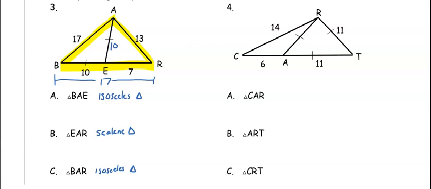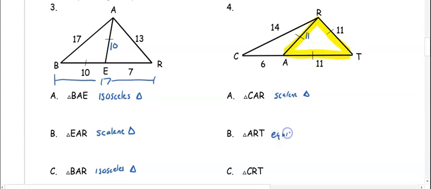In number 4, when we look at our triangles, we see that there's a tick mark where the other two sides are 11, so the missing side length is also 11. So when I look at triangle CAR, it has 3 different side measures, so it is a scalene triangle. We have triangle ART, where all of the sides are the same measure, so it is an equilateral triangle.